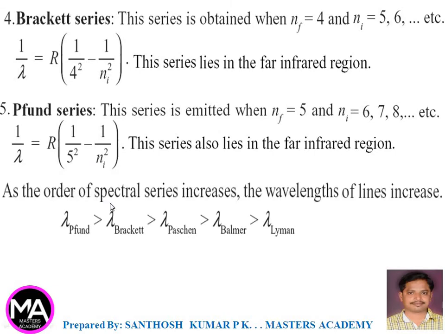Now, as the order of the spectral series increases, the wavelength of lines also increases. That is, the wavelength of the line in the Pfund series is greater than the wavelength of the line in the Brackett series, which is greater than the wavelength of the line in Paschen, which is greater than the wavelength of the line in Balmer, which is greater than the wavelength of the line in the Lyman series.